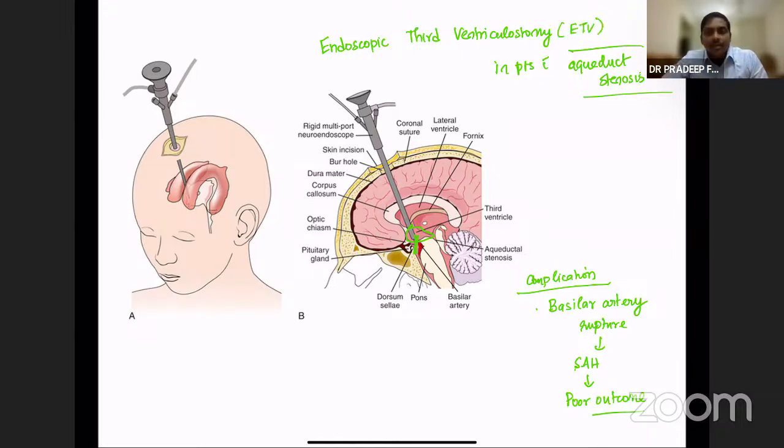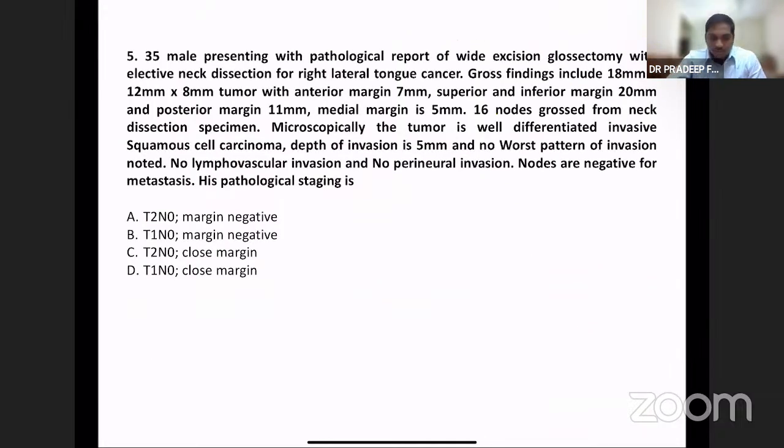ETV is commonly done in patients with midbrain tumors or pons tumors, or with patients with cerebral aqueduct stenosis, right? So with this, we have completed this question. Let's move on to the next question.